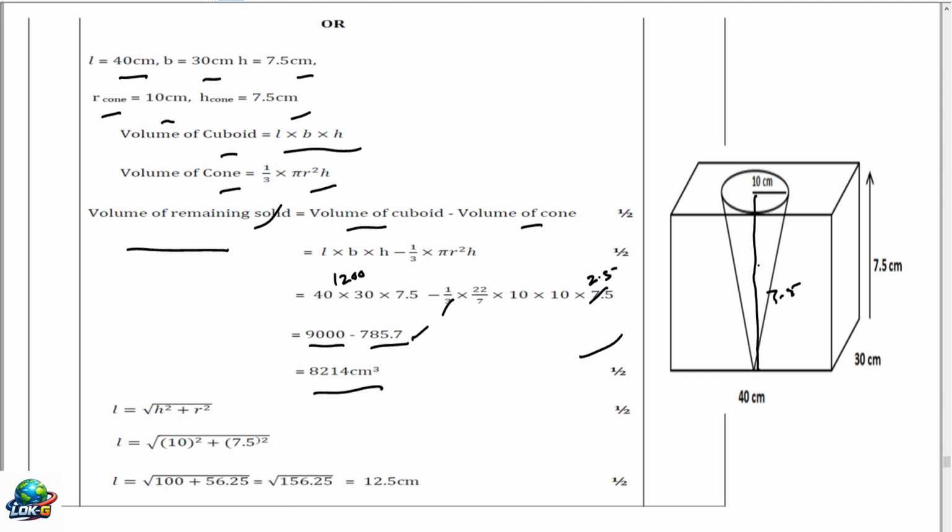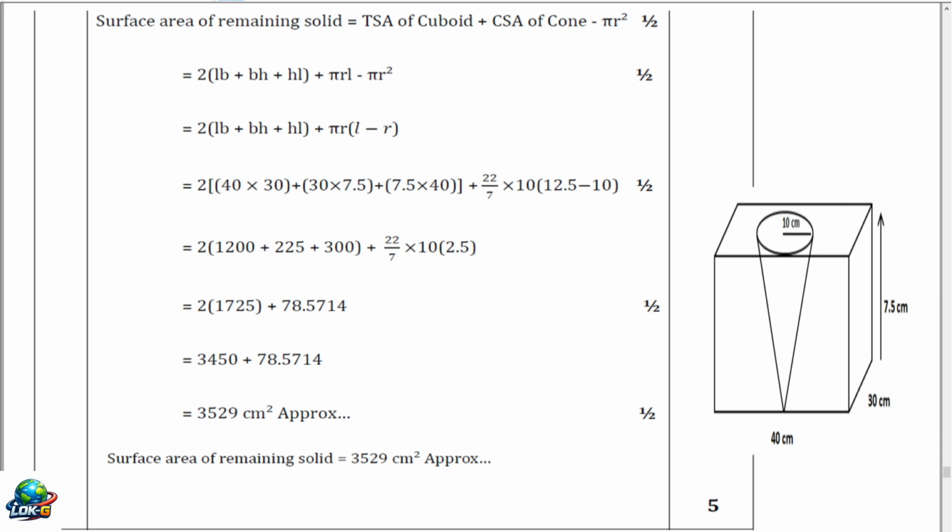So slant height, this is the slant height, is given by the square root of h square plus r square. Height is 10 square and r square is 7.5 square. You will get 156.25 which will be 12.5 centimeter. And the surface area of the remaining solid is the total surface area of the cuboid plus the curved surface area of the cone, because the curved surface area is remaining, minus this circle, pi r square, which is to be subtracted.